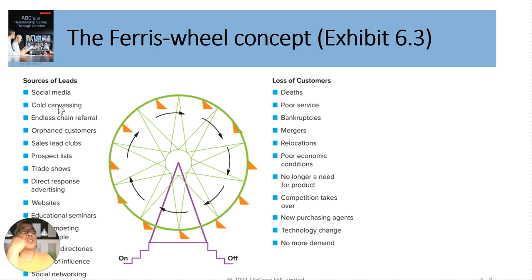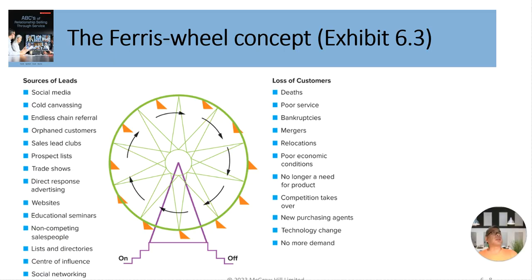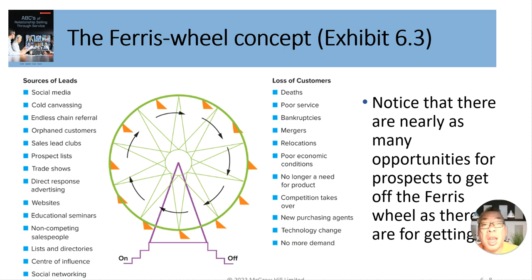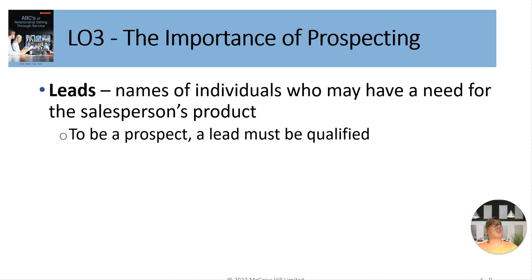The sources of leads include social media, cold call canvassing, orphan customers, sales lead clubs, prospect lists, websites, direct response, trade shows, educational seminars, non-competing salesperson lists, directories, centers of influence, and social networking. The losses of customers include death, poor service, bankruptcy, mergers, relocation, poor economic conditions, no longer needing our product, competition taking over, a new purchasing agent, technology change, and no more demand. Notice that there are nearly as many opportunities for prospects to get off the Ferris wheel as there are to get on.